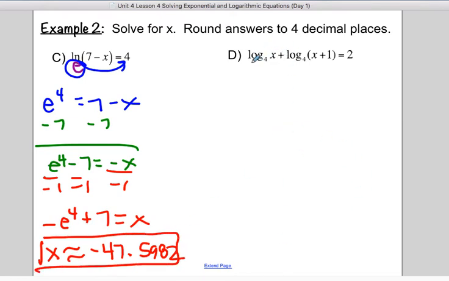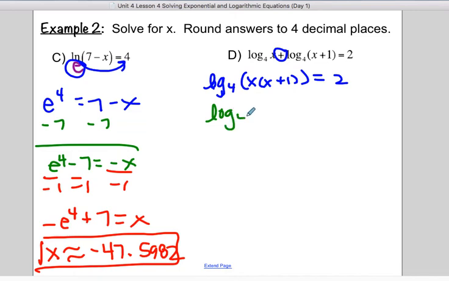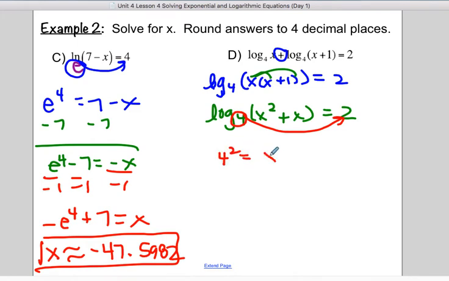All right, D gets a little trickier. I have 2 logs, so step 1 is to rewrite them. If I have addition, I can rewrite them with multiplication. So we're going to have log base 4 of x times x plus 1 equals 2. So then I have log base 4 of x squared plus x equals 2. I have a single log. Now I'm going to put it into exponential. So I have 4 squared equals x squared plus x. Then I have 16 equals x squared plus x.